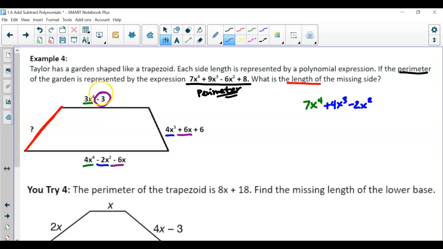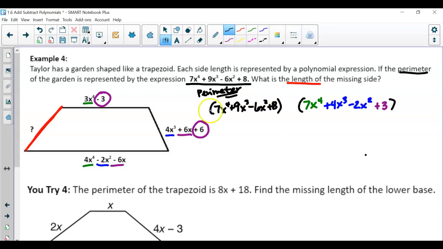Then last we have negative 3 plus 6, which is 3. So this expression here represents what we have so far, right? We have our three sides. We do have the perimeter, right? We have 7x to the fourth, this polynomial here, that represents the perimeter.